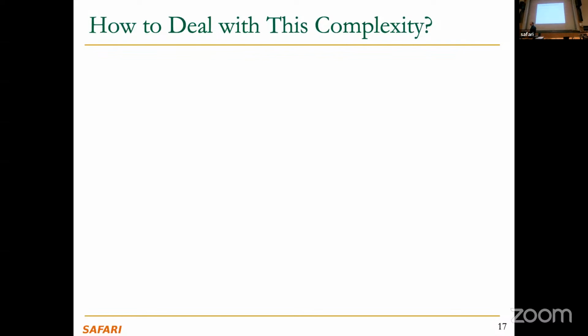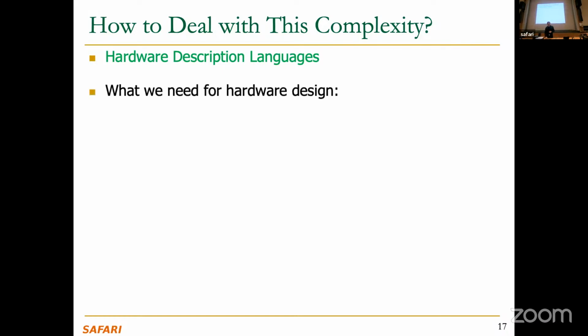Transistor count is one metric for complexity. It may not be a great metric, but it's a good approximate metric that shows how complex the systems that we're building are today. There's also a lot of heterogeneity, as you can see, right? There are different kinds of cores, different kinds of memories. How do we deal with it? Basically, how do you design a system like this? There are multiple principles over here that we will see in this lecture. But you need to basically describe the hardware in some way. And this leads us to hardware description languages.